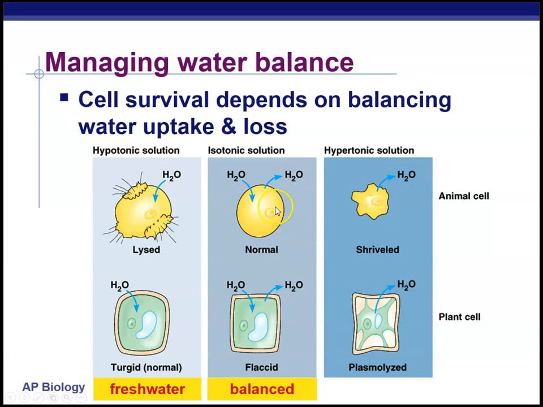In this next one, we have an isotonic solution, so that means the amount of solutes in the solution out here equals whatever is in the cell. That would have to be mathematically calculated or figured out ahead of time, or experimentally figured out. And so the amount of water moving into the cell and out of the cell is in equilibrium.